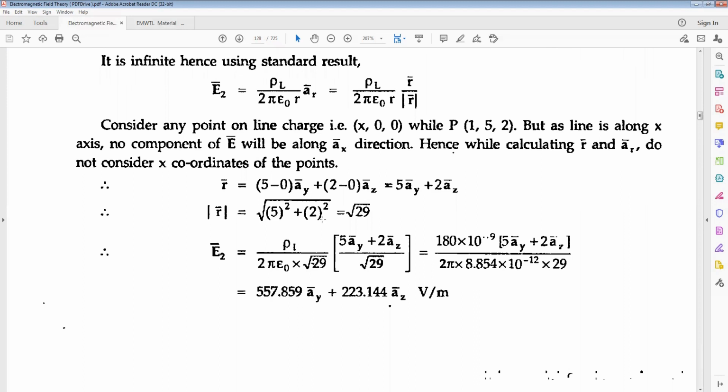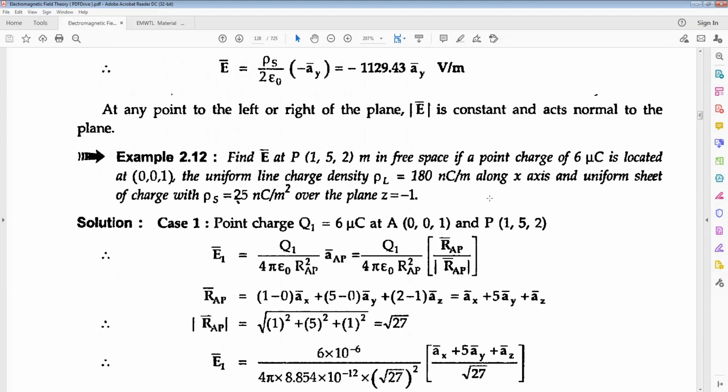The X component is eliminated. Substitute here 2 pi epsilon naught under root of 29. Here we are not placing the whole square because it is not the r square distance; it is a small r, for an infinite line charge. So under root of 29, and the AR bar also has under root of 29. Simplify, and you get only the AY bar coefficient and the AZ bar coefficient. We do not have the X bar coefficient since the charge is distributed along the x-axis.